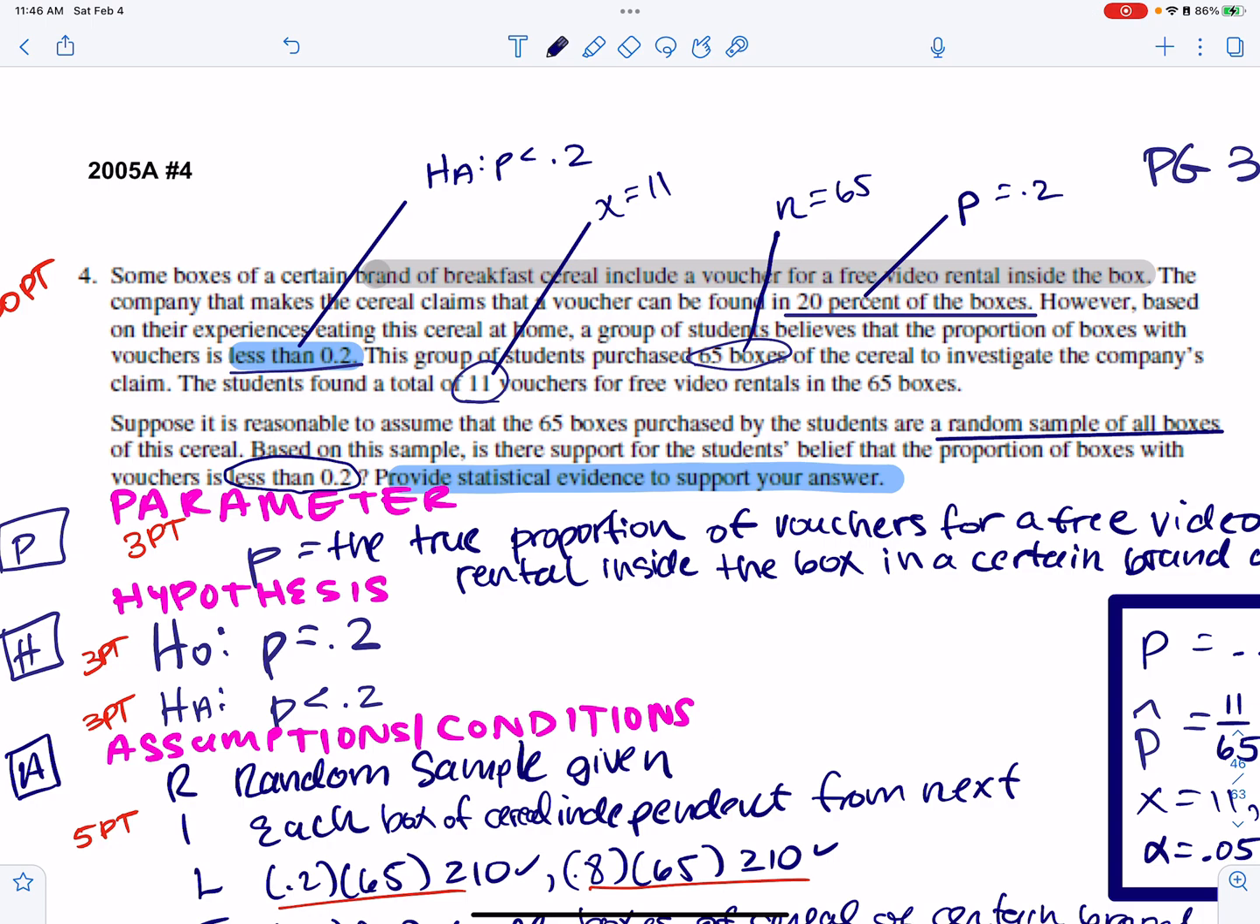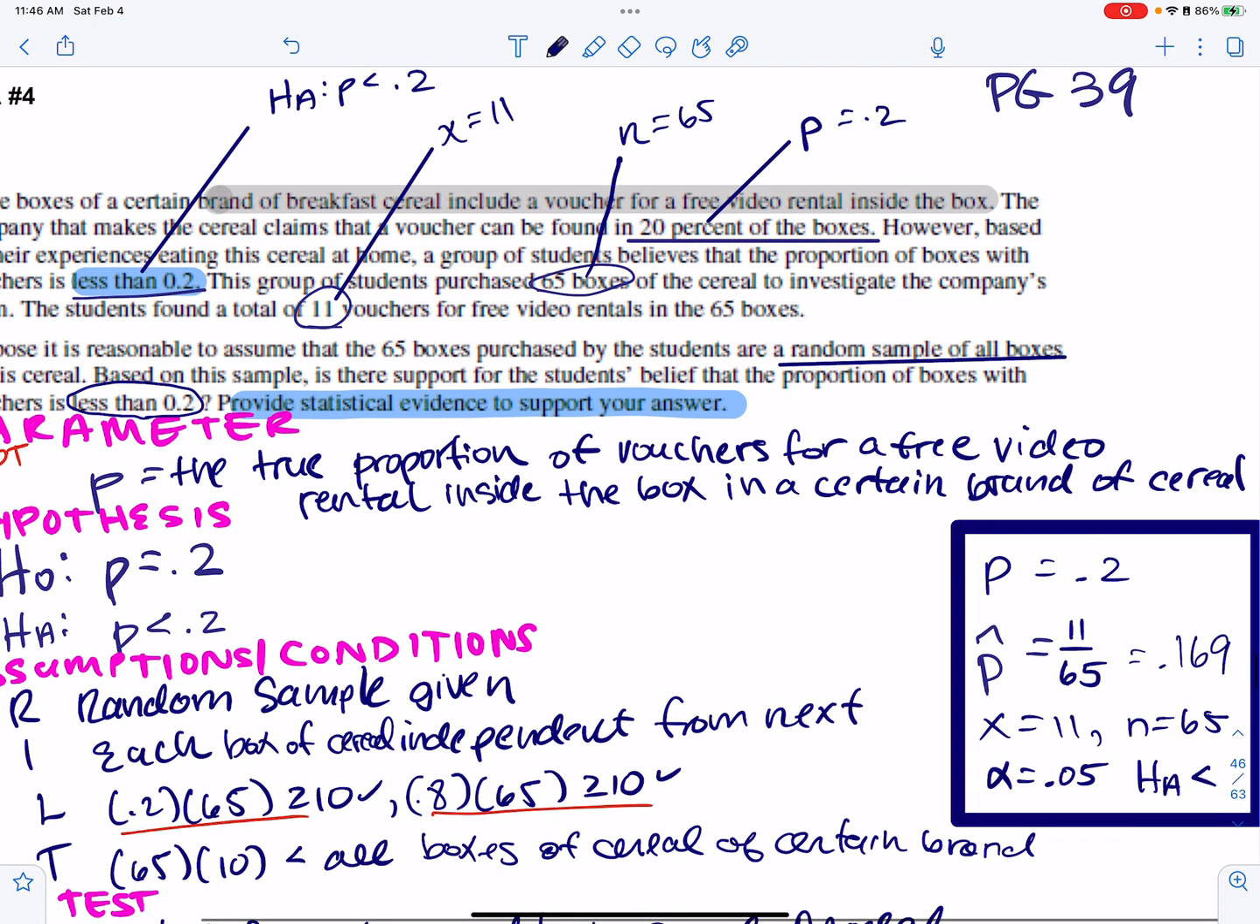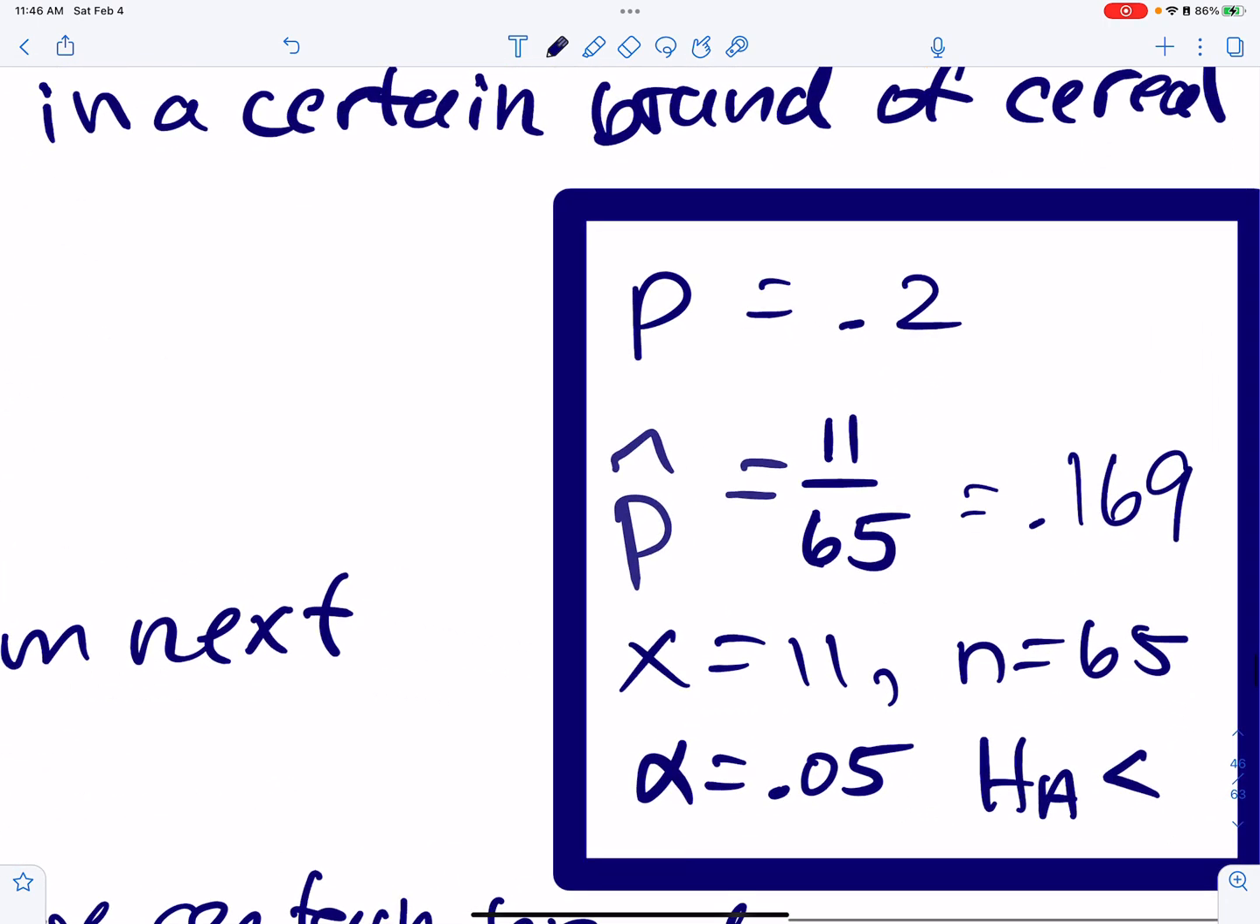I'm going to first of all start us off with the calculator, and then we're going to use the calculator to keep going side to side. So the first thing I did was I wrote all of the things down that I'm going to need for this test. I have P is equal to 0.2. Remember, that's my true proportion that I believe to be true. My P hat is 11 over 65. I broke it down into my X as successes, 11 successes over 65 total. And then I'm going to need my alpha, for rejecting or failing to reject my hypothesis, at 0.05. And then my alternative hypothesis is going to be a less than.